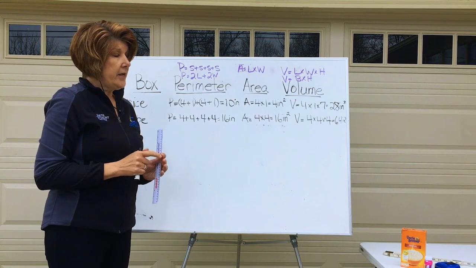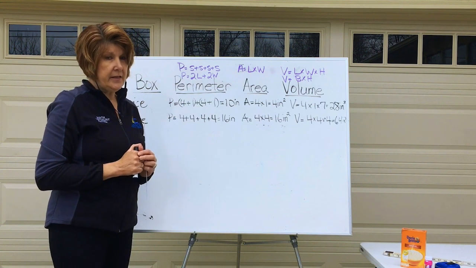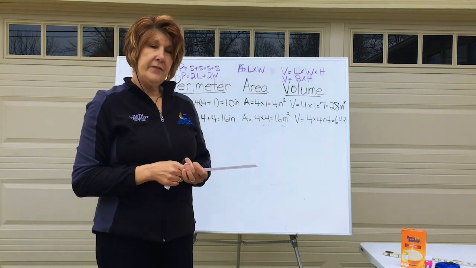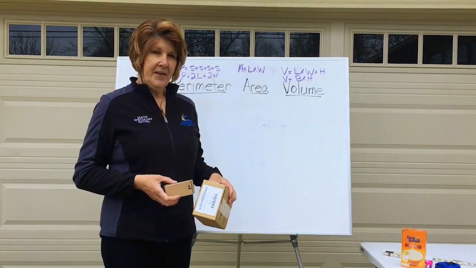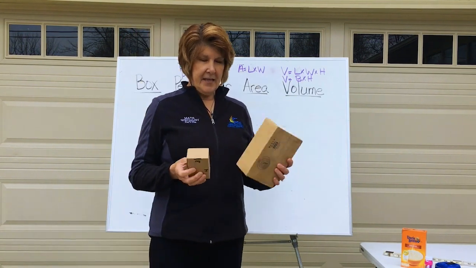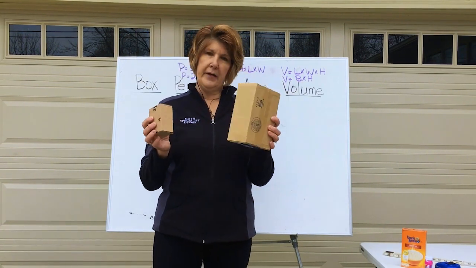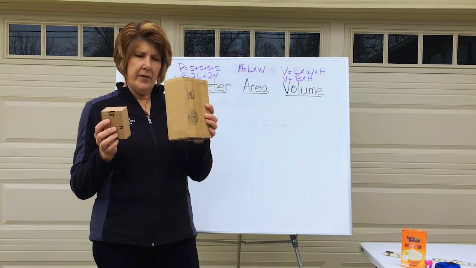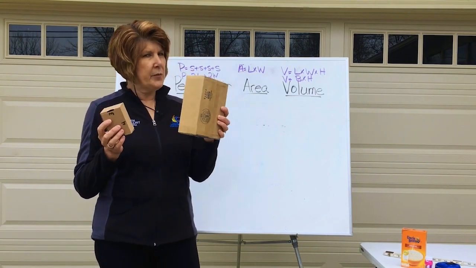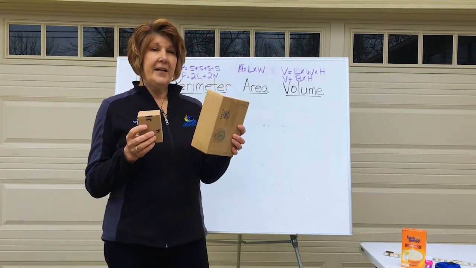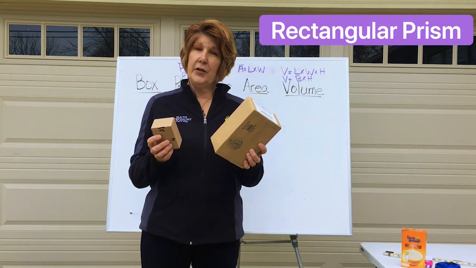So we're going to look at 2 other boxes, and these are going to have some different characteristics. All right, so let's take a look at these 2 boxes. But rather than keep calling them boxes, let's get a little more technical. This is math class. These are rectangular prisms.